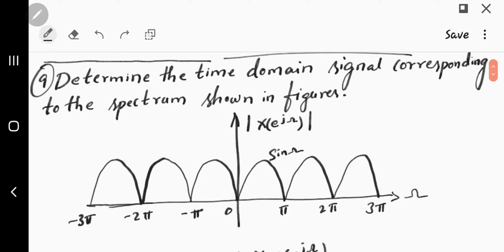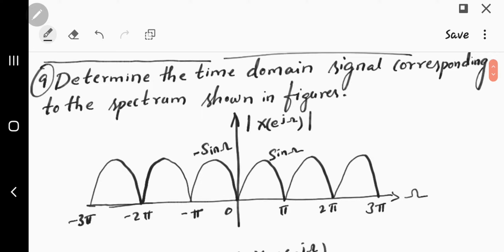magnitude spectrum of the signal x of e power j omega. I can see the signal is varying from 0 to pi, pi to 2 pi and 3 pi, and the value of this is sine omega. Now here on the negative side you can see the same signal has been repeated. So on the negative side the value of this is minus sine omega. Even if it is not given, you have to understand that this value is minus sine omega. You can check that by applying the value for omega, so you'll get minus sine omega.